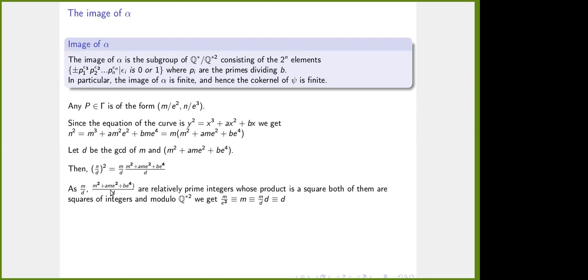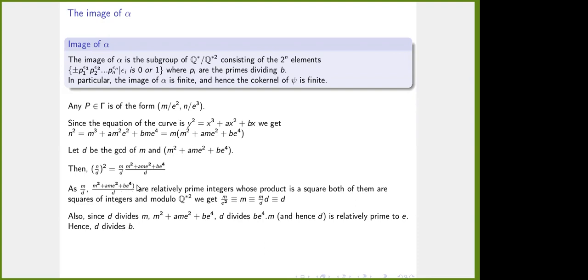So the point here is that if D divides M and D divides this expression here, then these two terms are already divisible by M, so D also divides this B e to the 4. But we've assumed that in this expression M and E are relatively prime. So if D divides B e to the 4, D also divides B. So that's the main point here. If D divides both of these expressions, M and this, then D is forced to divide this B e to the 4, and hence D divides B.